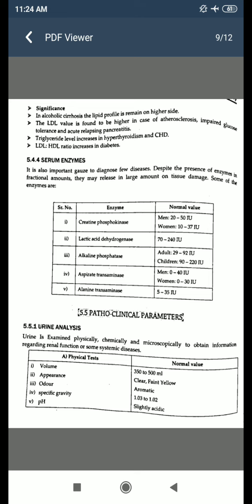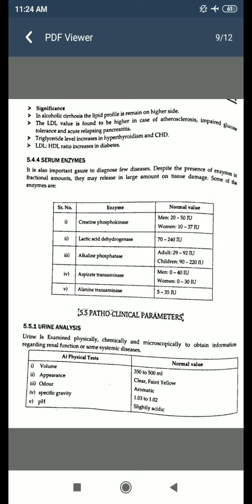First is physical test and normal value. First test is volume, the normal value is 350 to 500 ml. Then second is appearance, normal value clear, faint yellow. Then odor, aromatic. Then specific gravity 1.03 to 1.02. Then pH is slightly acidic.